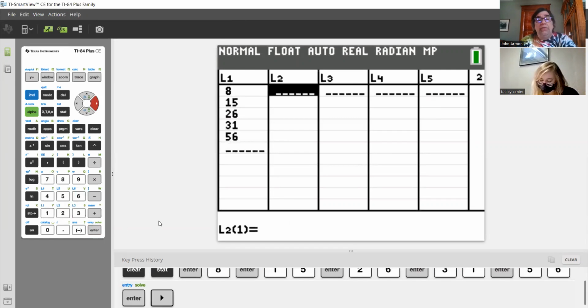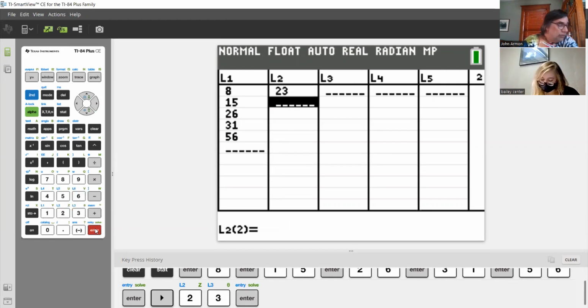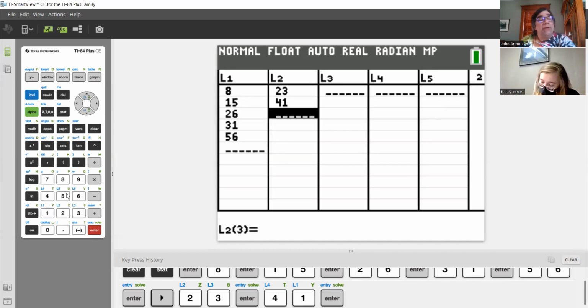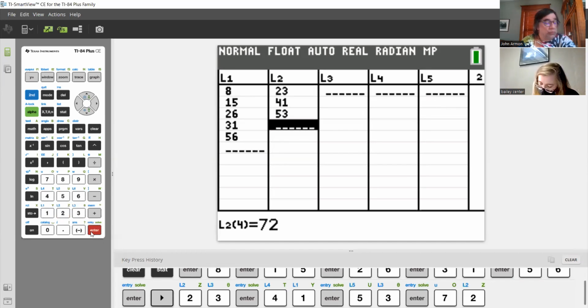Okay, then go over to L2, type in 23, 41, 53, 72, and 103.